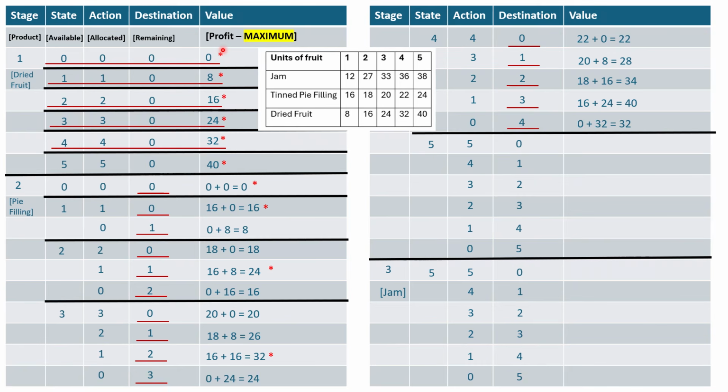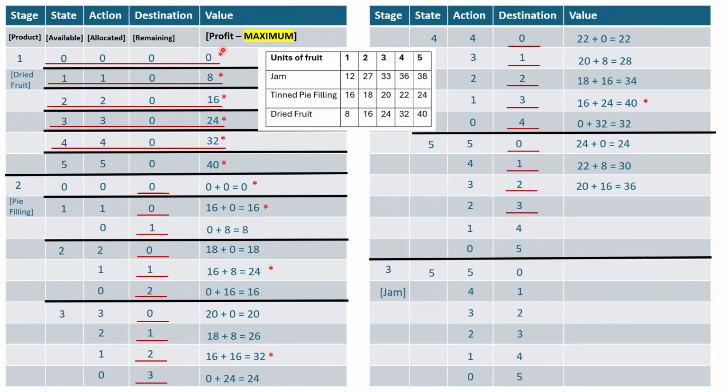So if we get our 24 plus the 0, which is 24. We could also just allocate 4, which would be 22, plus that 1, which is 8. So 22 plus 8 is 30. Or we could allocate 3, which is 20, plus 16, which we're getting from dried fruit if there was 2 at the start. If we allocate 2, that's 18, plus what we get as the optimal value if there's 3 remaining, which is 24. That's a total of 42.